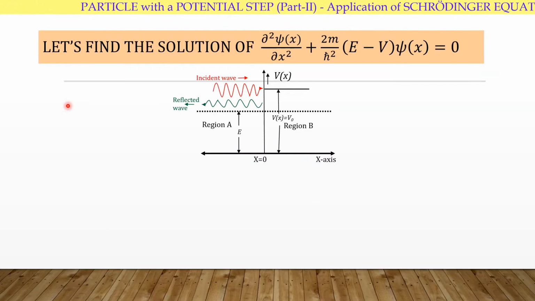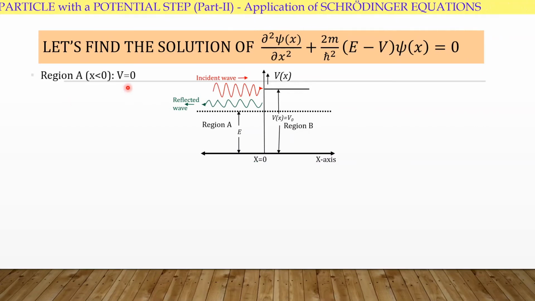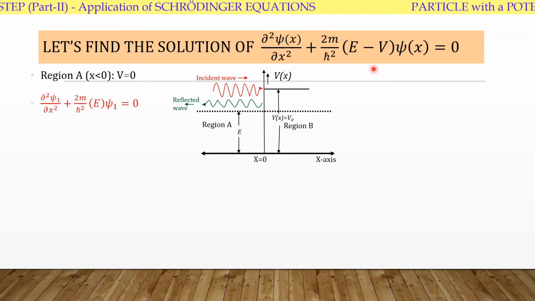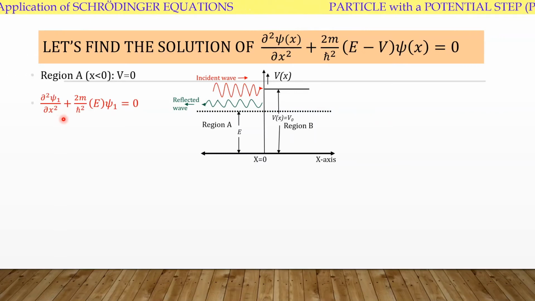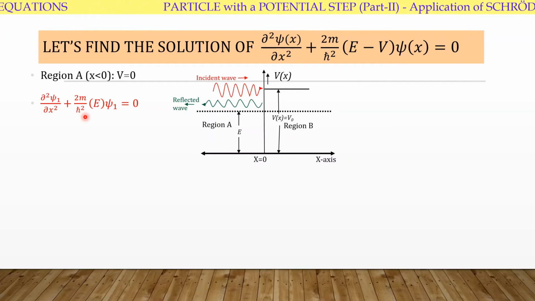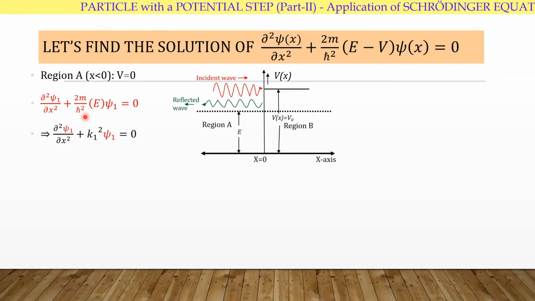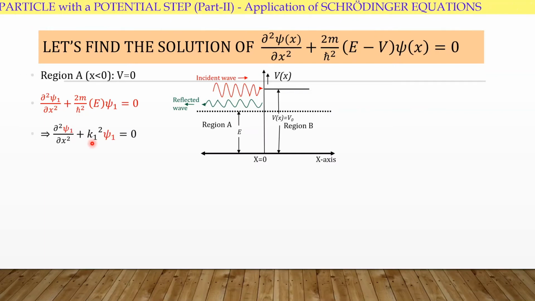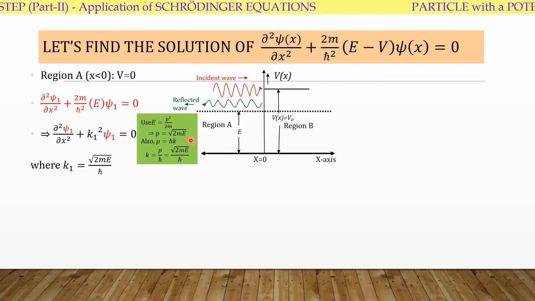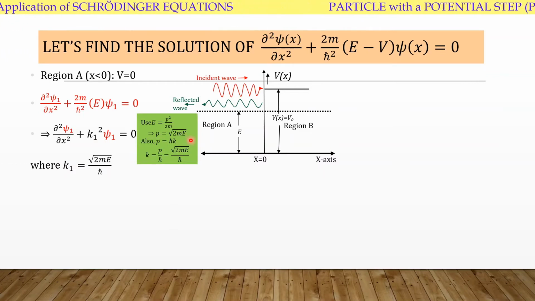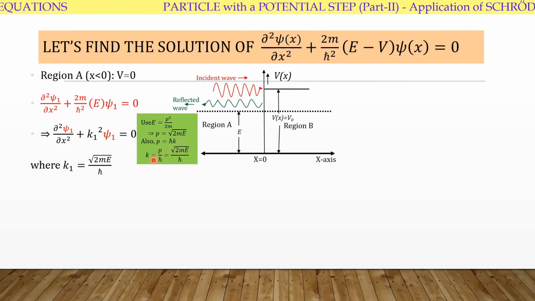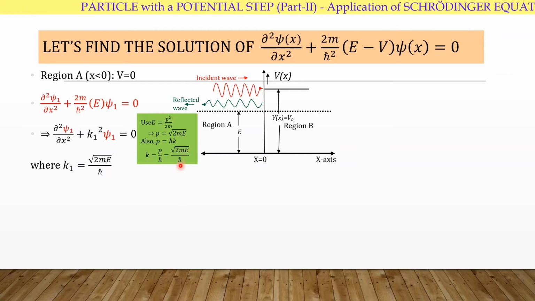So let us first solve it in region A. For region A, the potential is 0. So I replace V0 and rewrite this equation as d²ψ1/dx² + (2m/ħ²) E ψ1 = 0. This equation can be further rewritten in terms of the wave propagation vector k1, and I could write it in this form. I just made use of the basic relation that we use very frequently while dealing with any quantum mechanical problem, that p = √(2mE), and further p = ħk. From here, k can be written as √(2mE)/ħ.